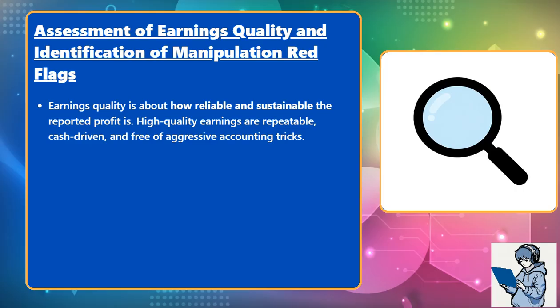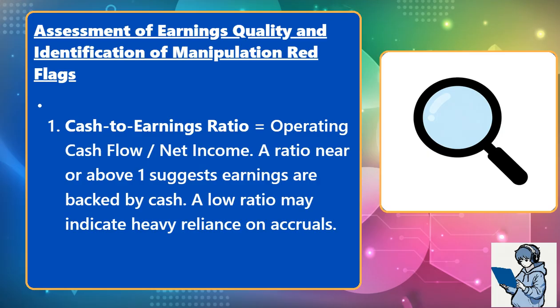Earnings quality is about how reliable and sustainable the reported profit is. High-quality earnings are repeatable, cash-driven, and free of aggressive accounting tricks. Key assessment tools. Cash-to-earnings ratio equals operating cash flow divided by net income. A ratio near or above 1 suggests earnings are backed by cash. A low ratio may indicate heavy reliance on accruals.